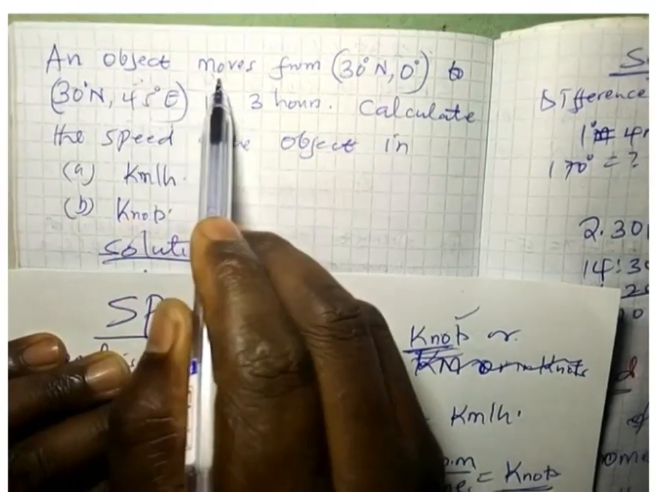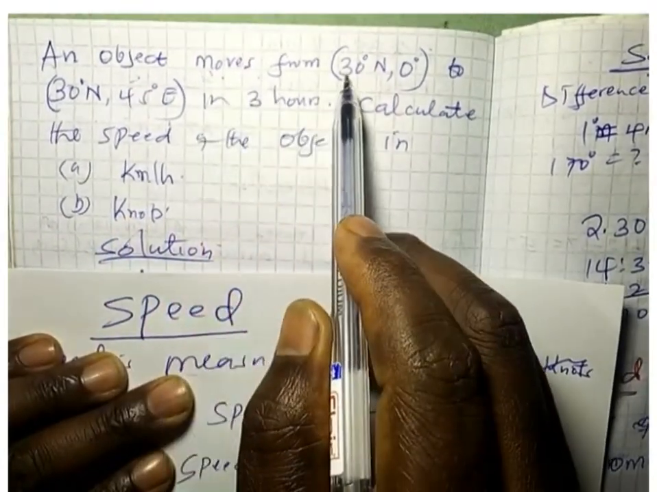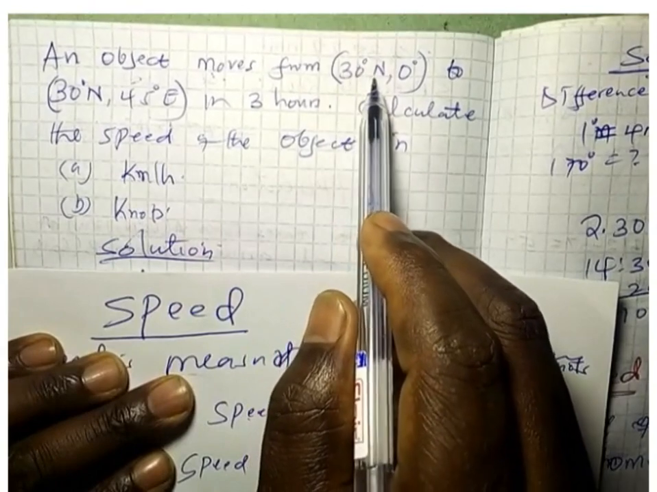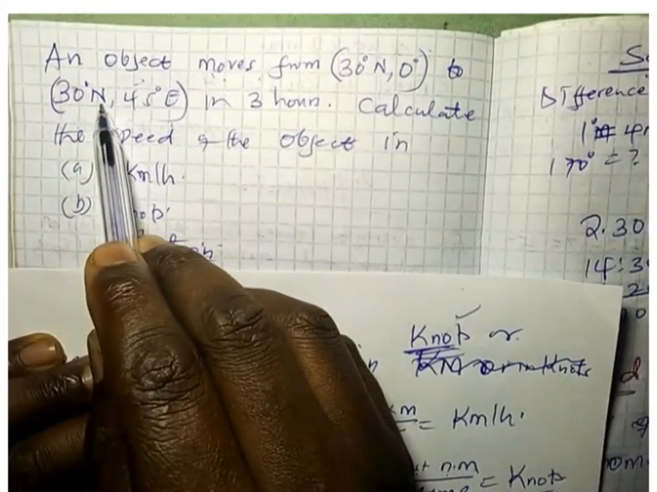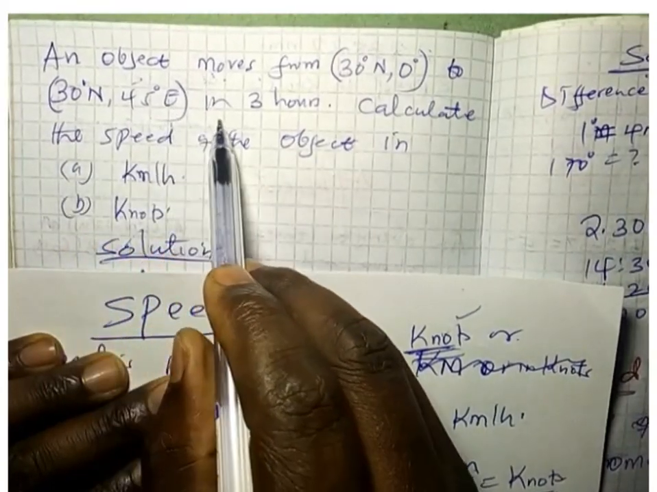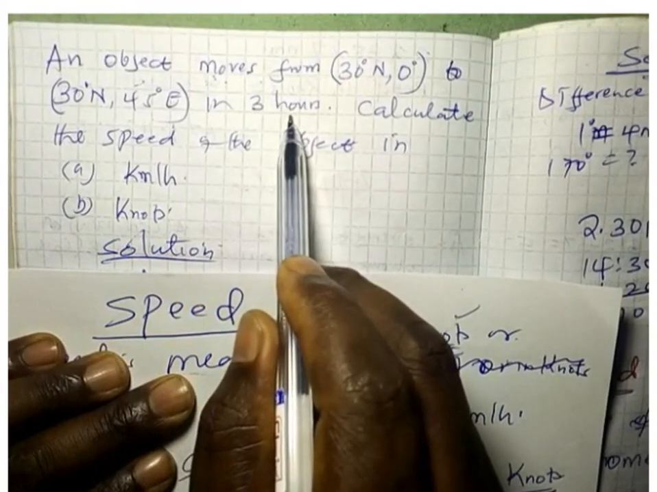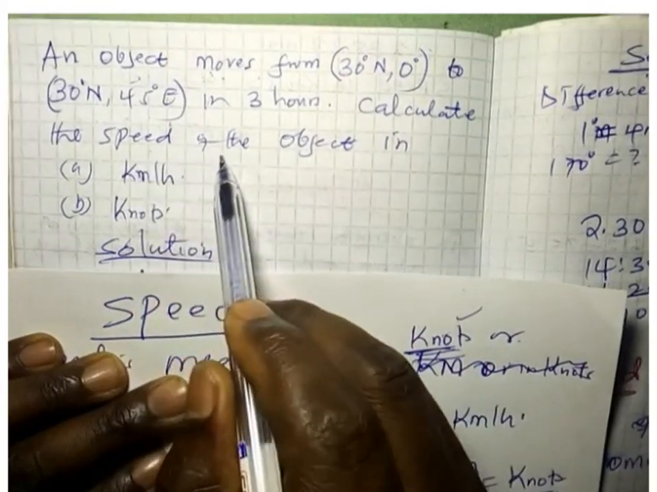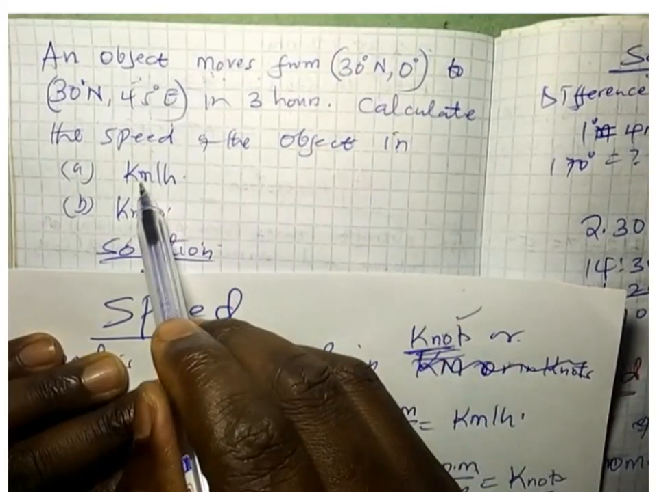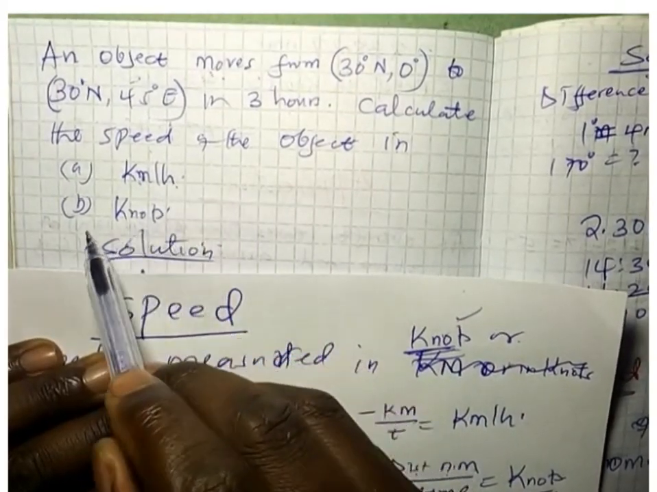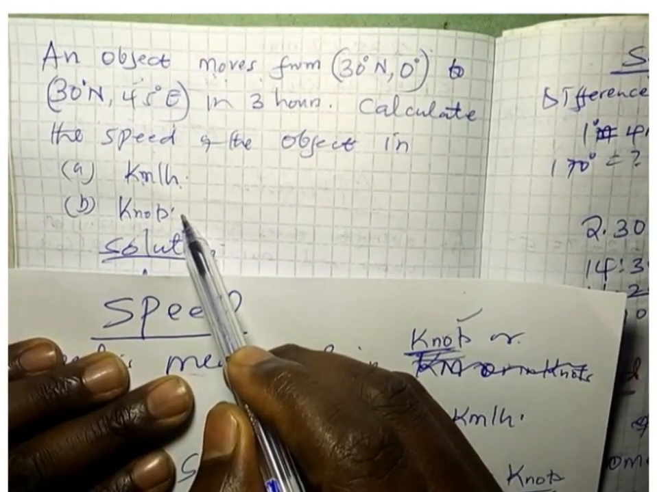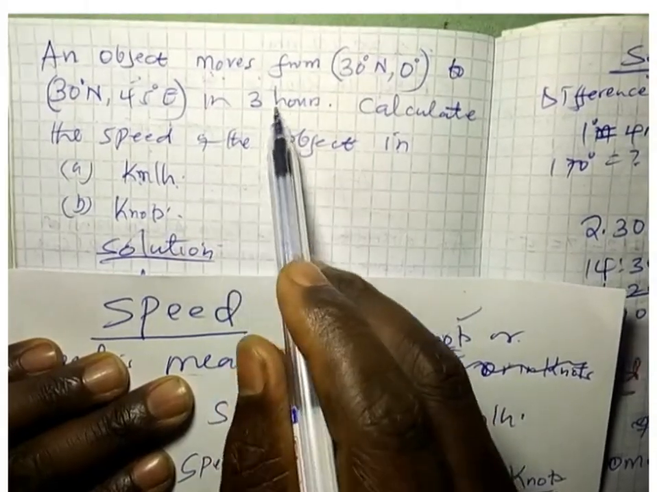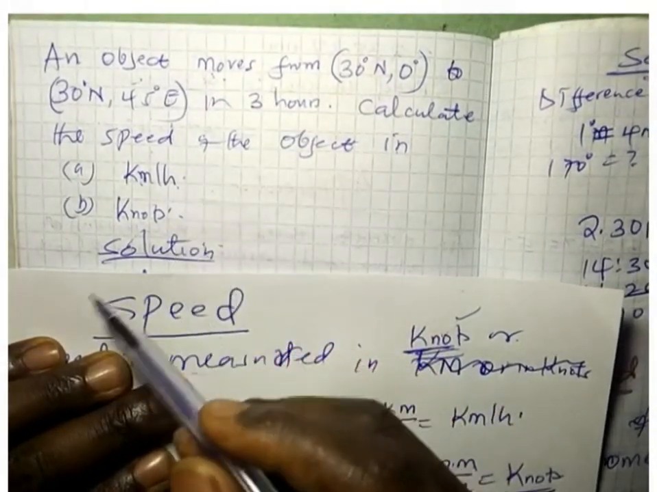An object moves from 30 degrees north, 0 degrees to 30 degrees north, 45 degrees east in 3 hours. Calculate the speed of the object in A, kilometers per hour and B, in knots. So like I have said, first we must get the distance and then we have time, we will get the speed as simple as that.